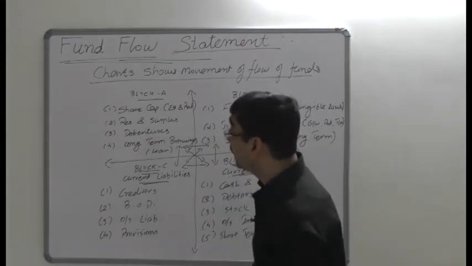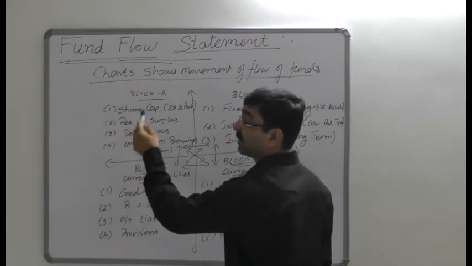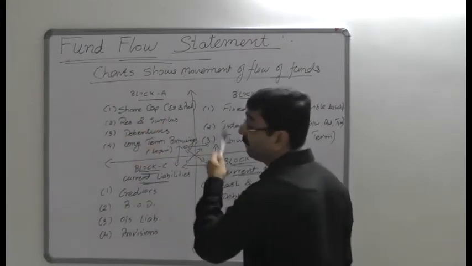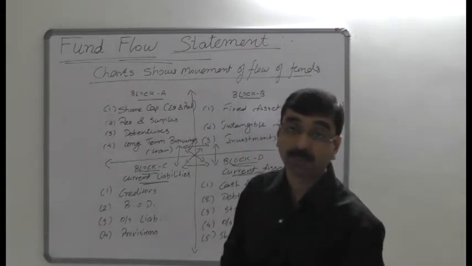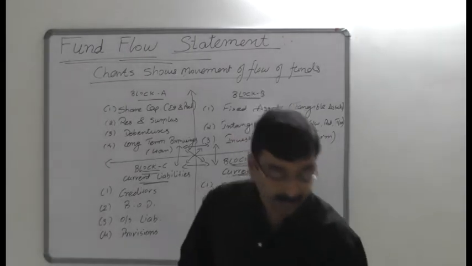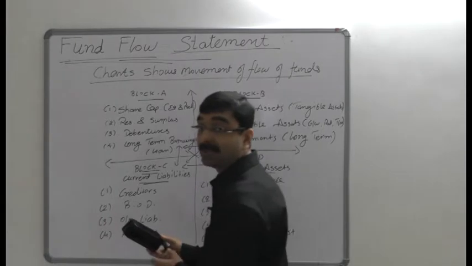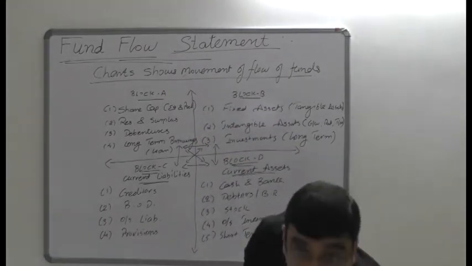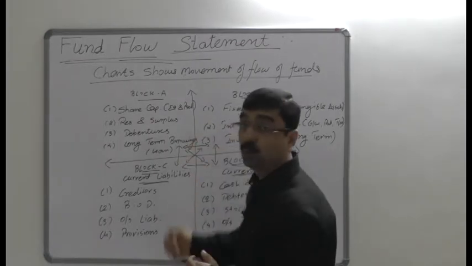One more thing is that if the transactions occur in the same block, that means both effects fall on block A, or maybe block B, like C and D, which also does not affect the flow of funds. Let's see with examples, one by one, how it would affect the flow of funds. First, consider any transactions which take place in the upper blocks.